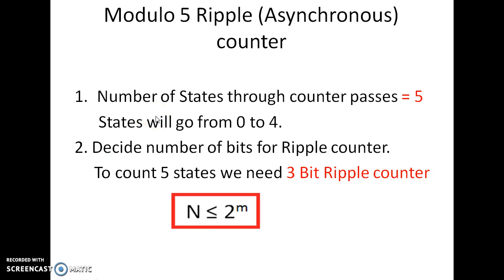Ripple means asynchronous. The first step is to decide the number of states through which the counter passes. As it is modulo 5, the number of states equals 5. Those states will go from 0 to 4, so total 5. Then decide the number of bits for your ripple counter by the formula given: n less than or equal to 2 raised to m. To count 5 states, we need a 3-bit ripple counter.